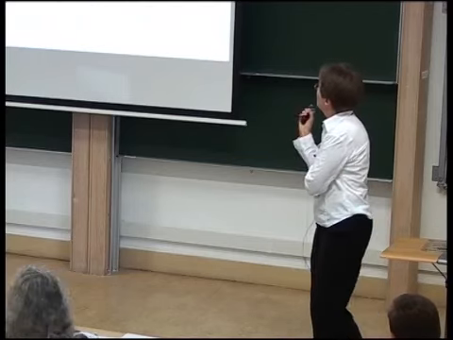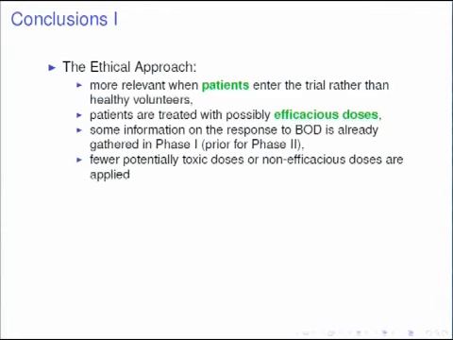Okay, so conclusions. The ethical approach is more relevant when in phase 1 we have patients rather than healthy volunteers, because we want the patients to already have some gain from the trial. Then they are treated with the efficacious doses. Some information on the response to these best doses is already gathered. So if we want to work on this particular dose further in phase 2, we already have the prior information. And then there are potentially fewer non-efficacious doses.